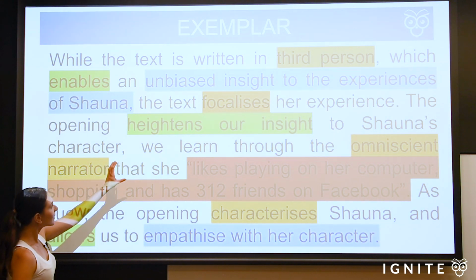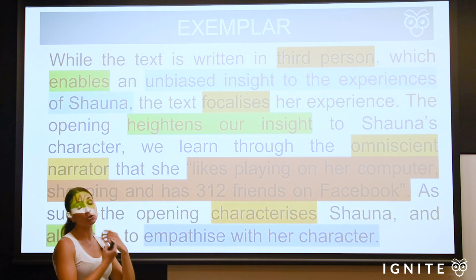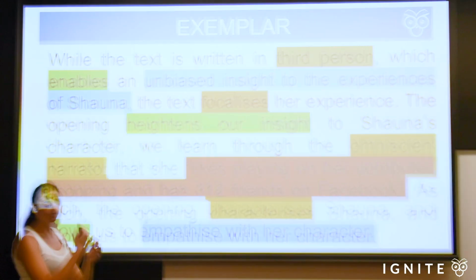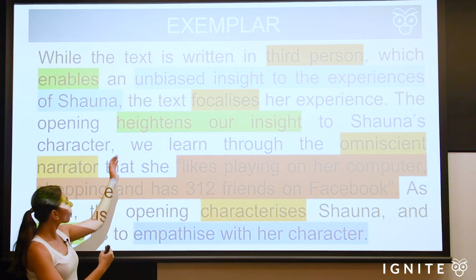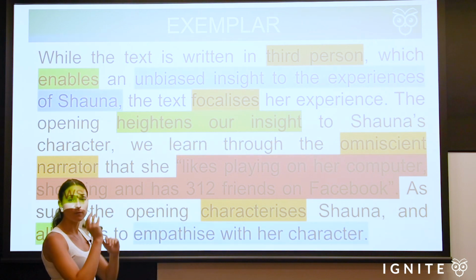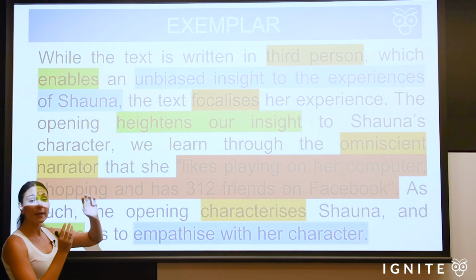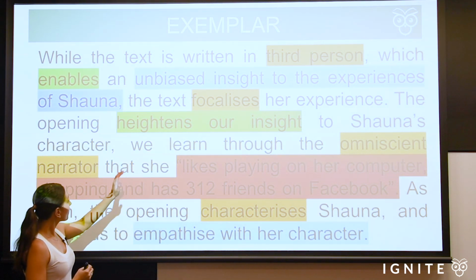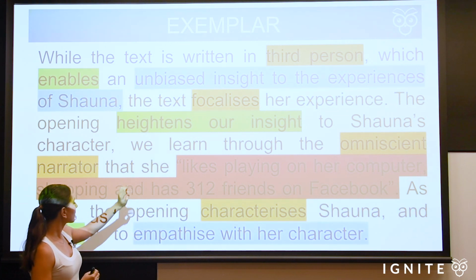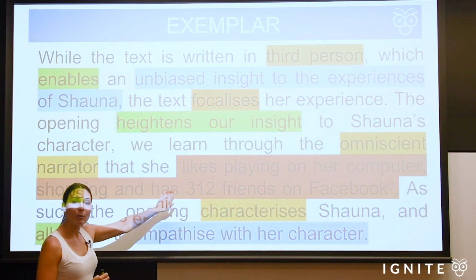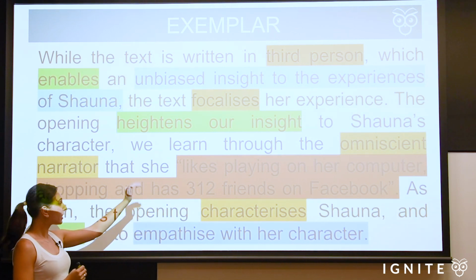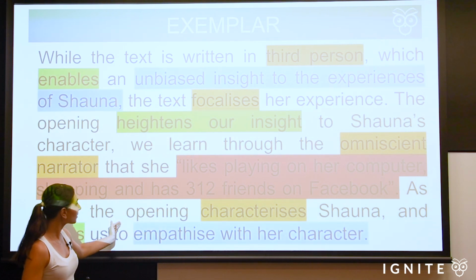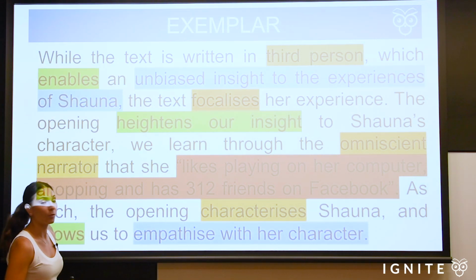Okay, so my first sentence is kind of building my understanding or showing my marker that I understand the use of third person. It gives us the unbiased insight. However, I've extended that and said, well, it also focalizes her perspective because we focus primarily on Shauna. Nonetheless, even though it is written in the third person, the text focalizes her experience. The opening thus heightens our insight to Shauna's character, and I justify that through my pinpointing of evidence. I've used that particular quote which tells us about Shauna, and then I've explained how that characterizes her, and the ultimate effect is that we are able to empathize with her character.